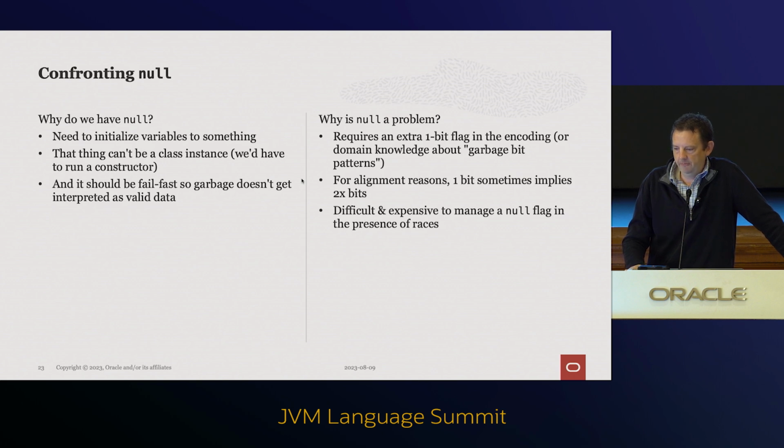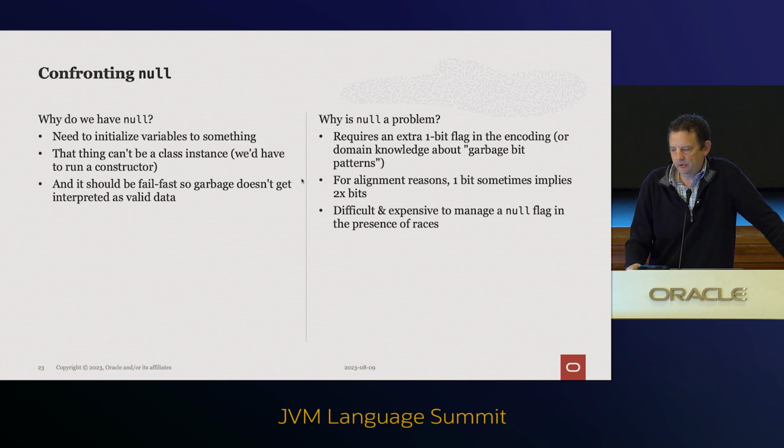Why is this a problem for flattening of value objects? Well, it requires an extra 1-bit flag, or some way to say not only to cover the entire domain of my value class, but also I need a bit that says this thing is null. And for alignment reasons, once you've added 1 bit, in a lot of cases, you've doubled the size of your object. So that's not going to work for many use cases. We don't want our int-like array to use 64 bits for each int.